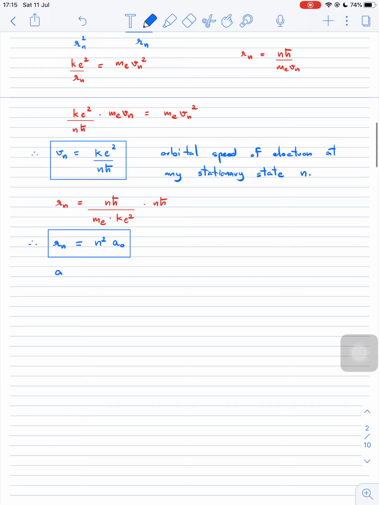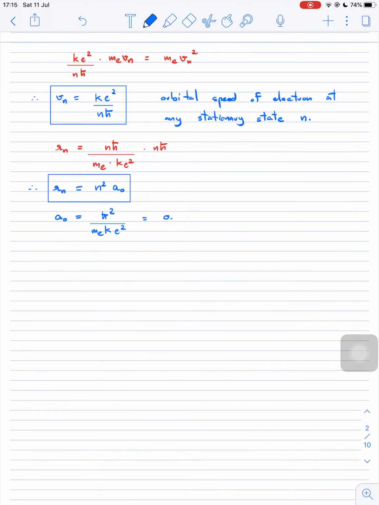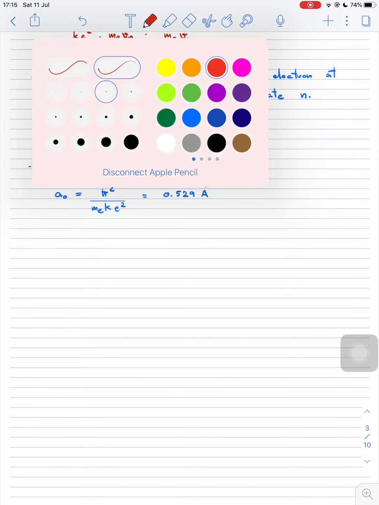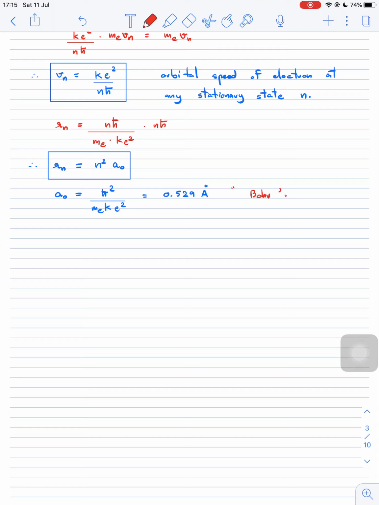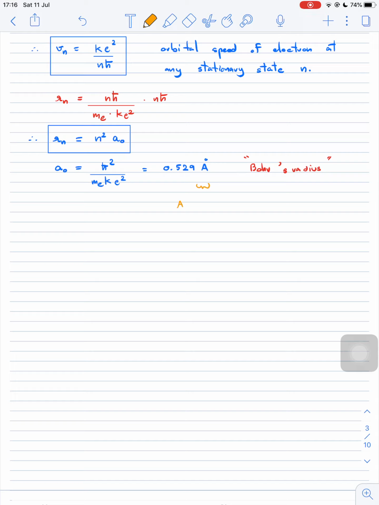Now this a naught here equals h bar square over me k e square. If you plug in the numbers of h bar, the mass of the electron, the Coulomb constant, and the charge of the electron, you will get a number equal to 0.529 angstrom. This quantity is called the Bohr radius. For those who are not familiar with the angstrom, this value is just called the angstrom.